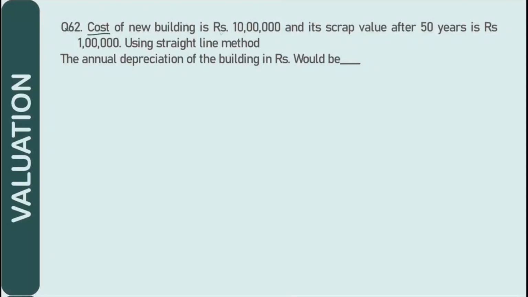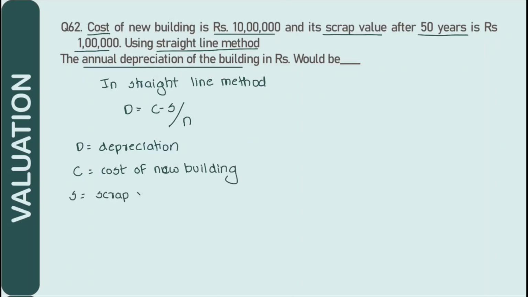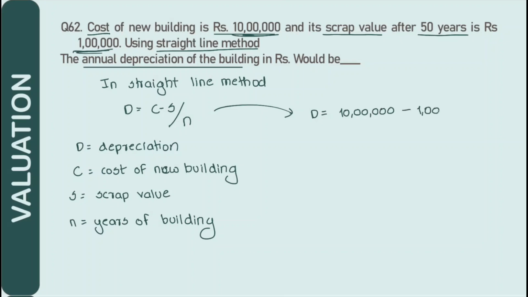Cost of a new building in rupees is 10 lakhs and its scrap value after 50 years is 1 lakh. Using the straight line method, the annual depreciation of the building in rupees would be. Straight line method means there is equal depreciation in all years. So the formula for calculating depreciation will be D is equal to C minus S divided by N, where D is depreciation, C is the cost of the new building, S is the scrap value and N is the life of the building in years. So putting all the values, we get the annual depreciation value as 18,000.